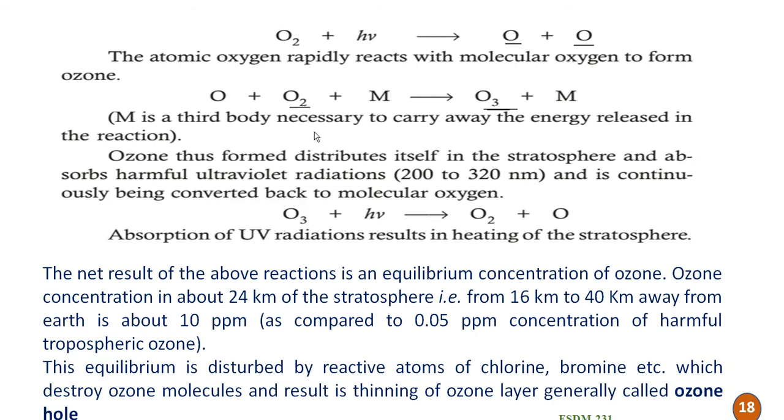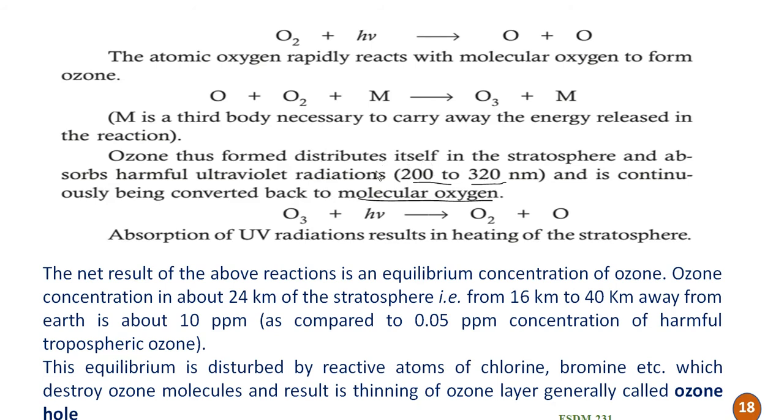Here M is the third body necessary to carry away the energy released in the reaction, and thus from the molecular oxygen and the atomic oxygen, ozone is formed. Thus ozone formed distributes itself into the stratosphere and absorbs harmful radiations, that is 200 to 320 nanometers. This is the range of ultraviolet radiations, and ozone is continuously being converted back to the molecular oxygen.